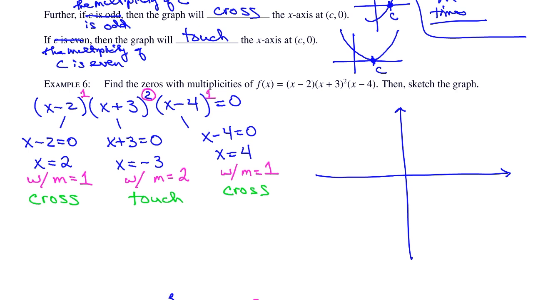I'm going to start with the x-intercepts. I have an x-intercept at negative 3, so I'll put a circle there, dot. We have an x-intercept at x equals 2, and we have an x-intercept at x equals 4.